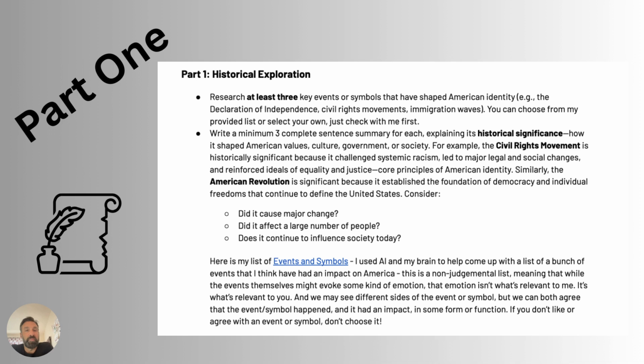So, the first part, there's 5 parts to this project, but the first part is the historical exploration. I gave you a huge list, well, not huge, but a big old list of events and symbols. You're going to choose at least 3 of those symbols that have shaped American identity, and they can come off that list, or you can create your own if you have another idea that's not on there. And then you're going to write a minimum 3 complete sentence summary for each, explaining its historical significance, how it shaped American values, culture, government, and society.